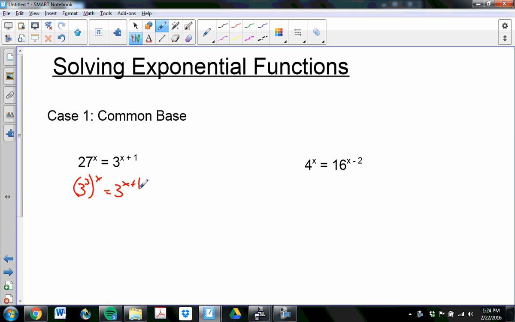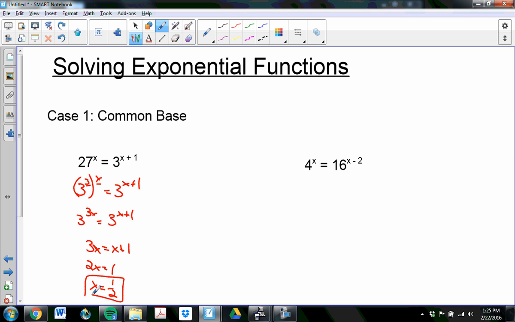If they can be expressed as a power of the same base, if they have a common base, you can just get that common base, simplify, so right now these powers would multiply, and then drop your bases. You get 3x equals x plus 1, subtract an x from both sides, so 2x equals 1, so x equals 1/2.